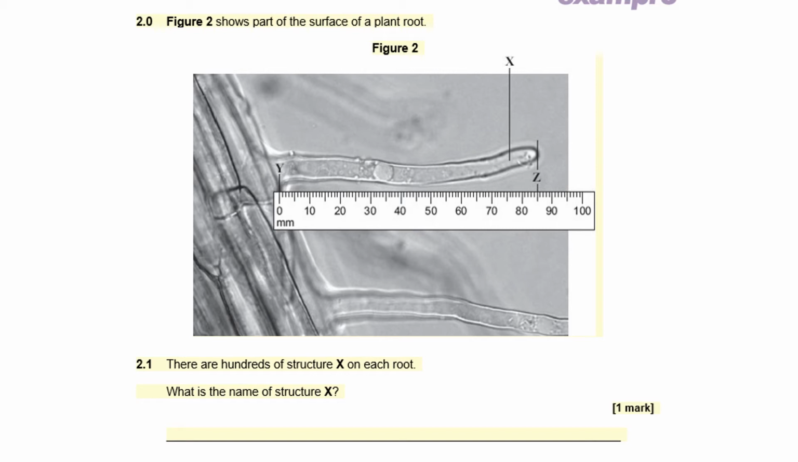And hopefully we know from our specialised cells topic that this structure is a root hair cell. Now in the mark scheme, you will get the point if you just put root hair, but it is a root hair cell. So that will be 1 mark if you named that structure correctly.